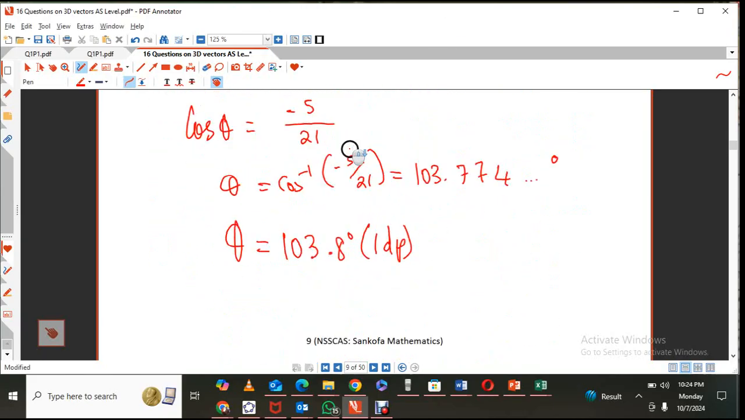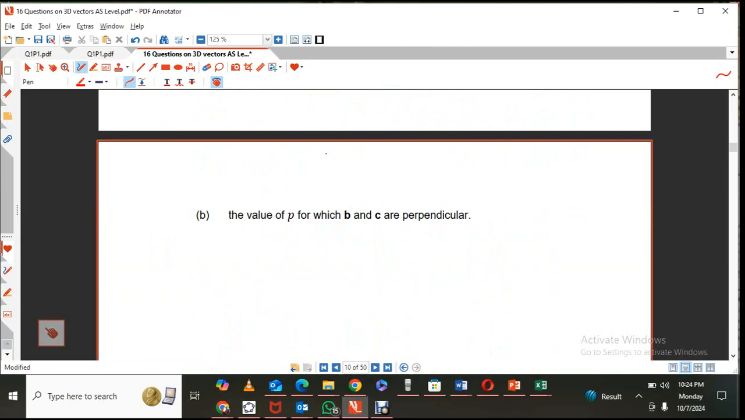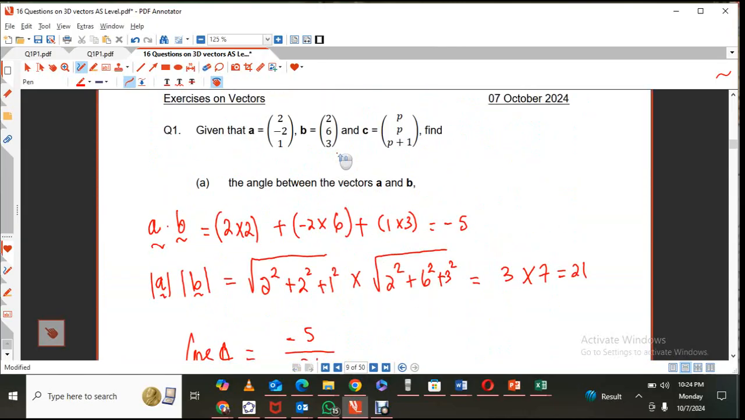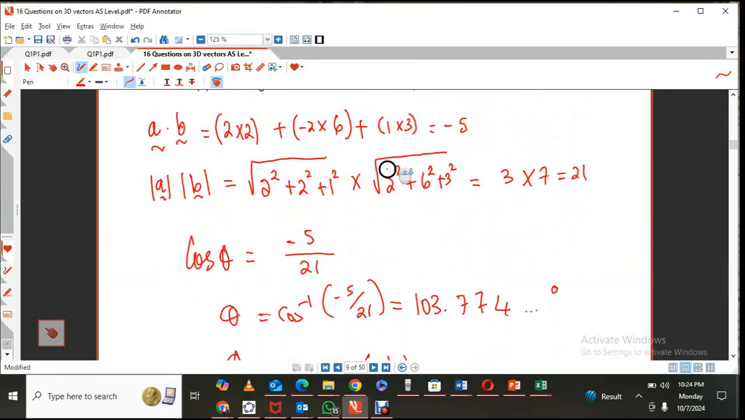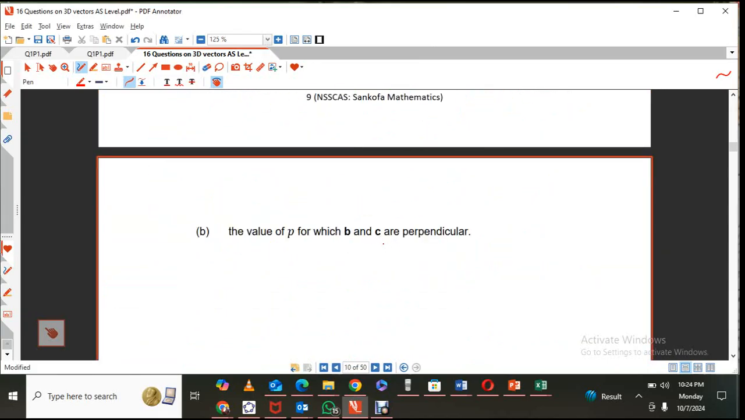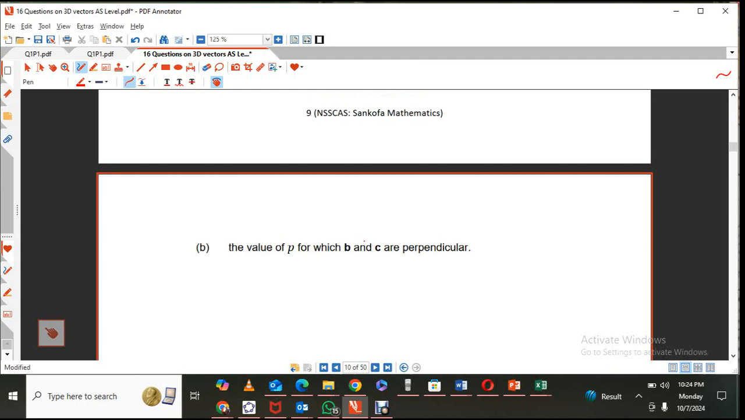All right, so part B of the same question asks for the value of p. You're supposed to find the value of p for which B and C are perpendicular. Just so that you can be clear, if you are dealing with perpendicular vectors, then the dot product of those perpendicular vectors is equal to 0. It's B and C, so it must be vector B dotted with vector C that should give me 0.